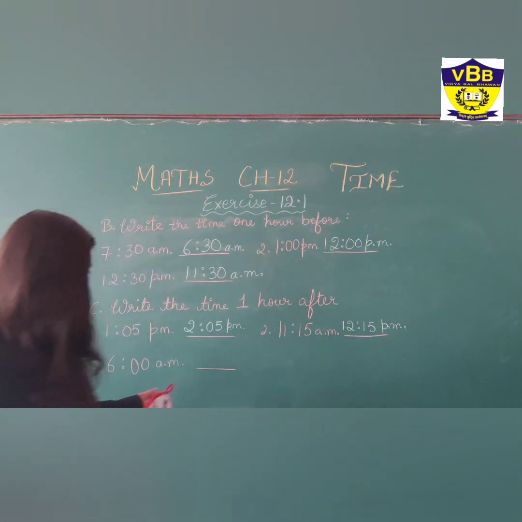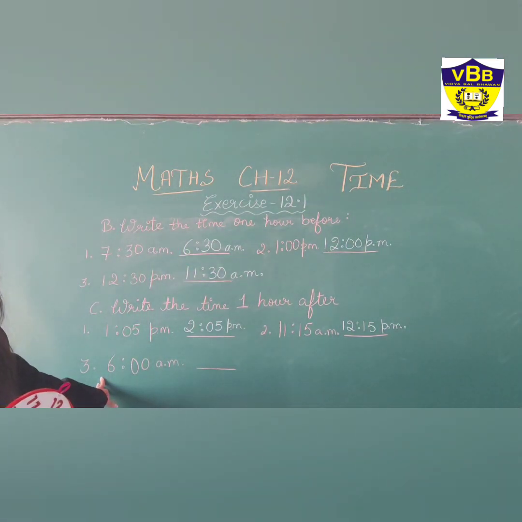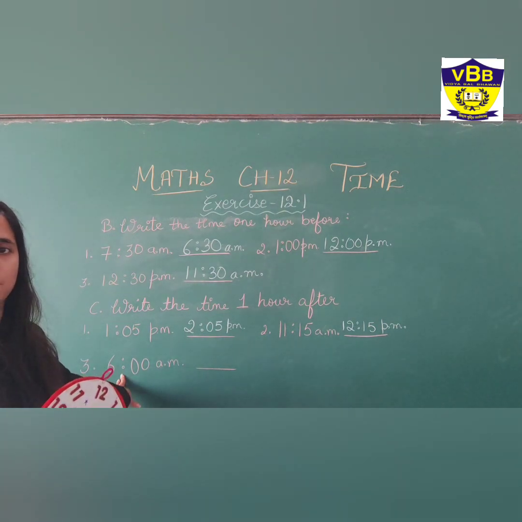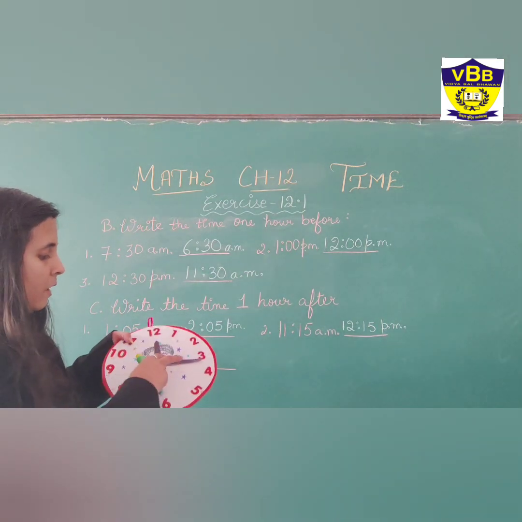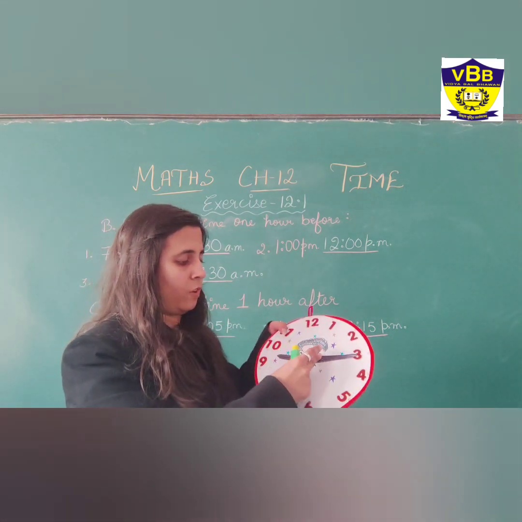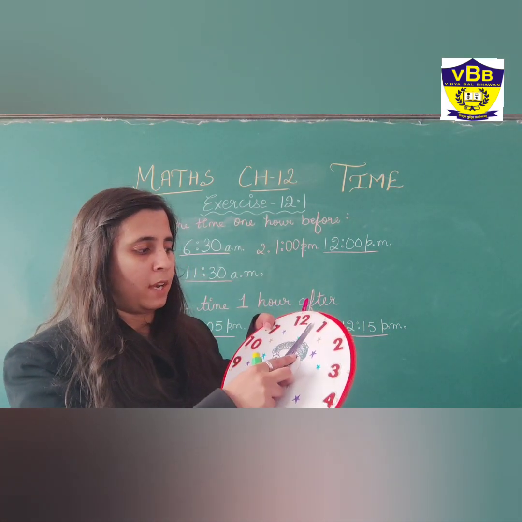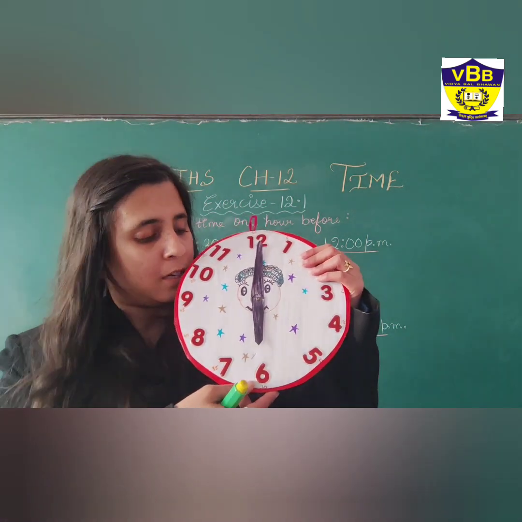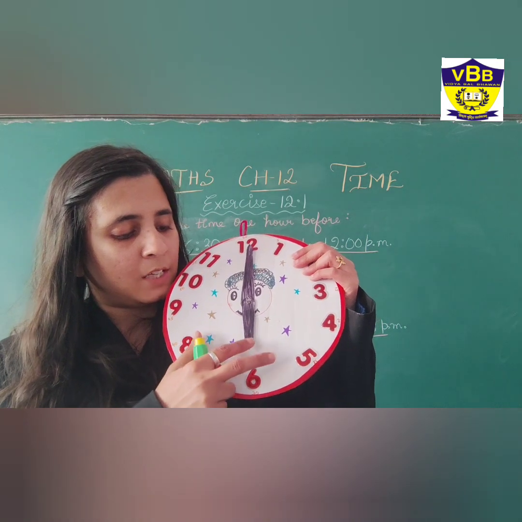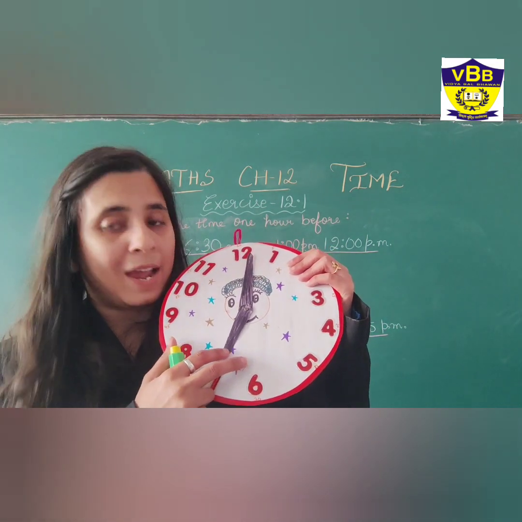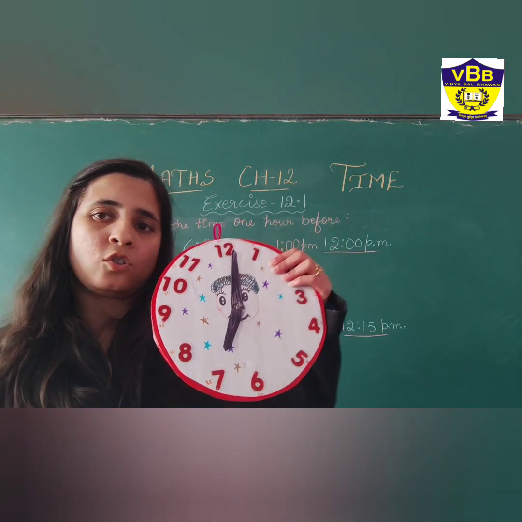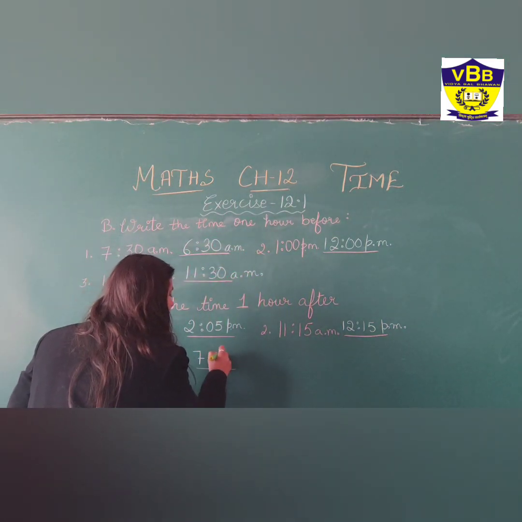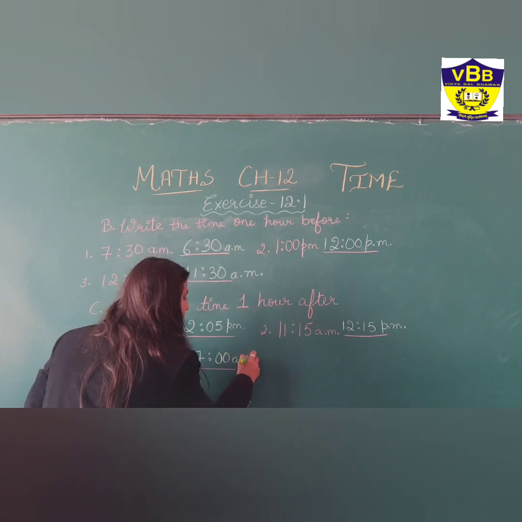Now let us see the third part. It is 6 AM. 6 AM means the time is right now 6 in the morning. What will be the time if we have to move 1 hour after? So it is exactly 6. If we move 1 hour after 6, that means the hour hand will now be at 7. So the time will be 7 and it will be AM only.